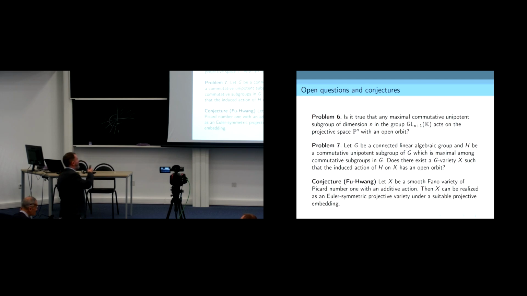Okay, then about maximality, is it true that any maximal commutative unipotent subgroup of correct dimension comes from the Hassett-Tschinkel correspondence? I don't know. And is it also true that any maximal commutative unipotent subgroup comes from some action with an open orbit? Also, I don't know. And Fu Huang asked about Euler projective, that this is a characterization of varieties with additive action in the class of smooth Fano varieties of Picard number 1.